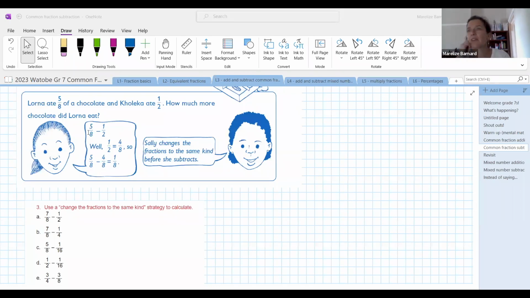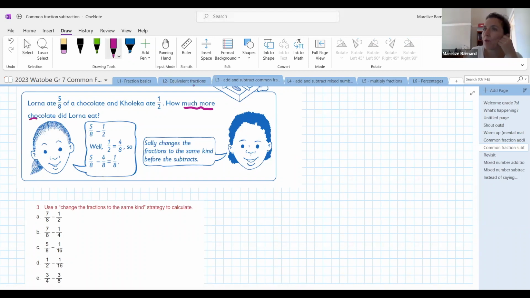Lorna ate 5/8 of a chocolate and Kaleka ate a half. How much more chocolate did Lorna eat? So those words, how much more, tell us that we are working with a subtraction problem, or a problem where we have to work out the difference between two numbers. So we have 5/8 and Kaleka ate a half. So we have to subtract a half from 5/8.